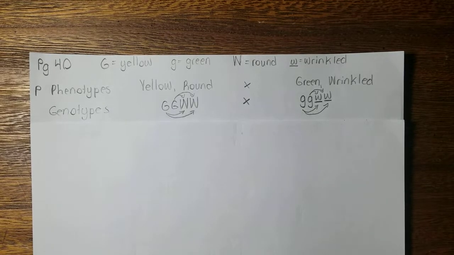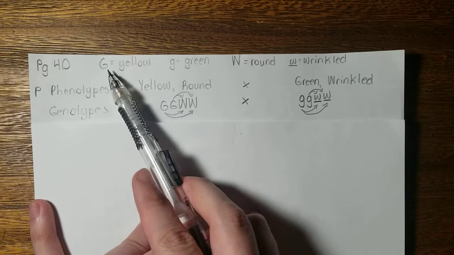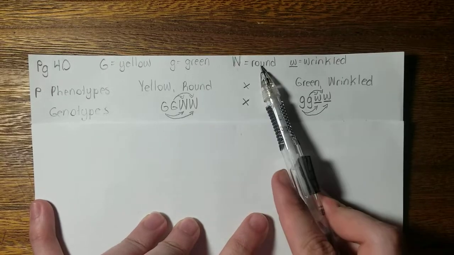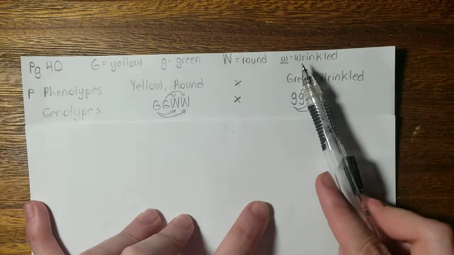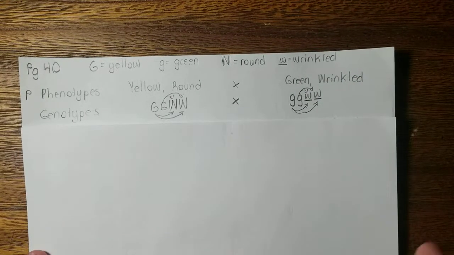This is problem on page 40 in the workbook. So we're given that big G, yellow, is dominant, little g, green, is recessive, big W is round, dominant, little w, wrinkled, is recessive. And we're given these phenotypes and genotypes right here.